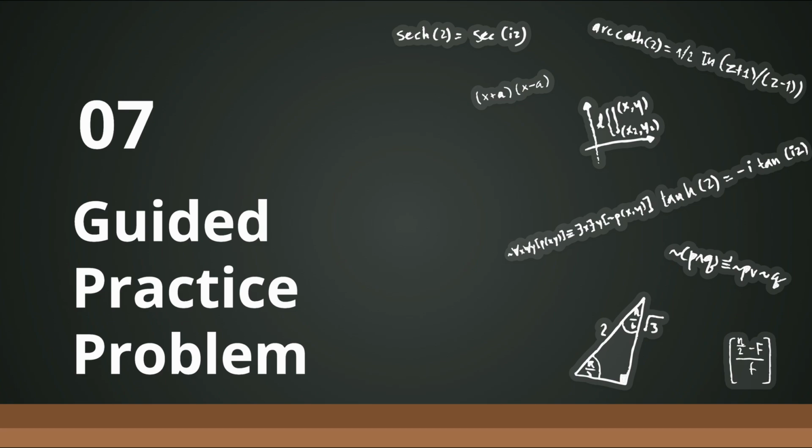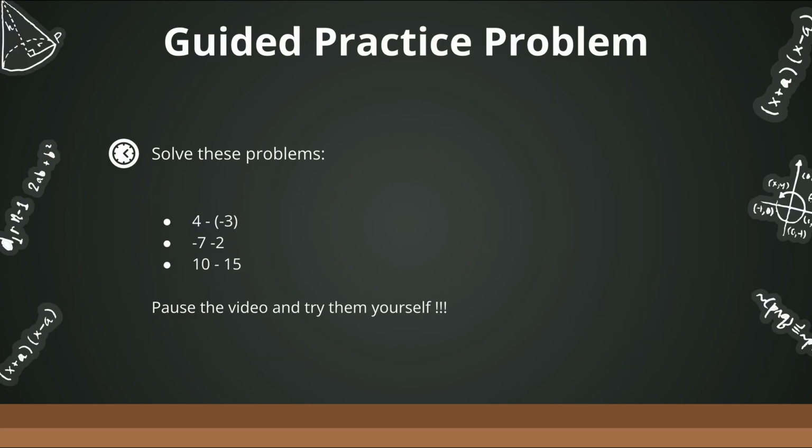Right, now we have some guided practice problems. I think now it's your turn. Try solving these problems on your own. I'll read them out loud, then pause so you can think through them. First one is 4 minus -3. Second one is -7 minus 2. The third one is 10 minus 15. Okay, pause the video here and try solving these problems. I'll go over the answers in a moment.